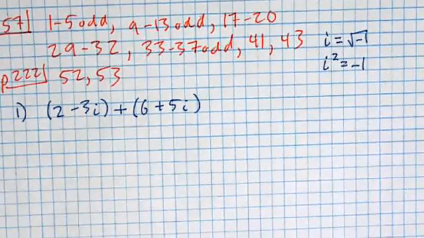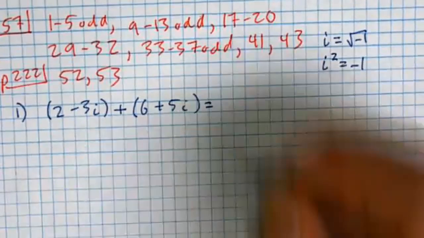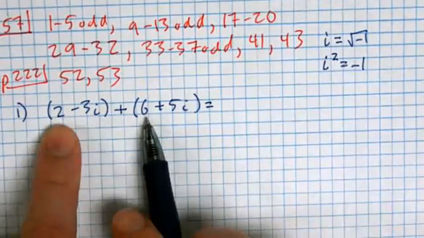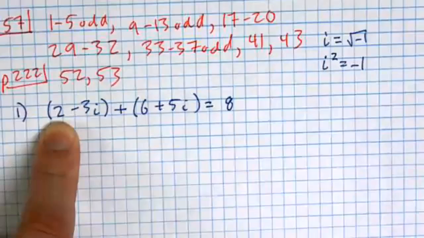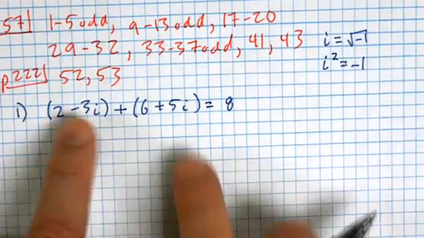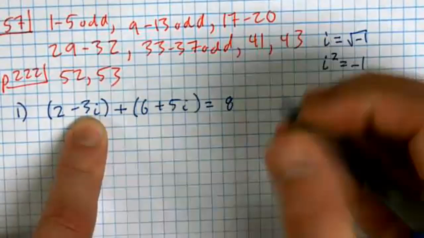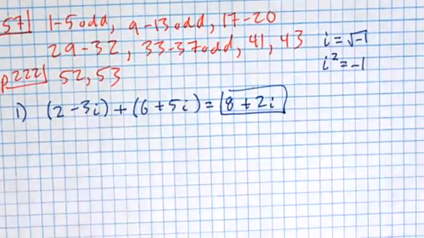For number one, I'm adding. Those parentheses really aren't necessary. Any real part, that would be anything that's not attached to an i, combine it together. So the 2 and the 6 combine to give us an 8. Any imaginary parts, that would be anything that's attached to an i, multiplying by an i, combine those together. So -3, +5 gives us a +2i. And that's our final answer. That's it.